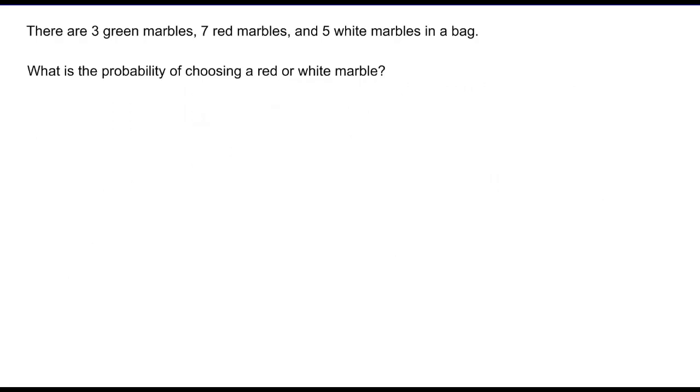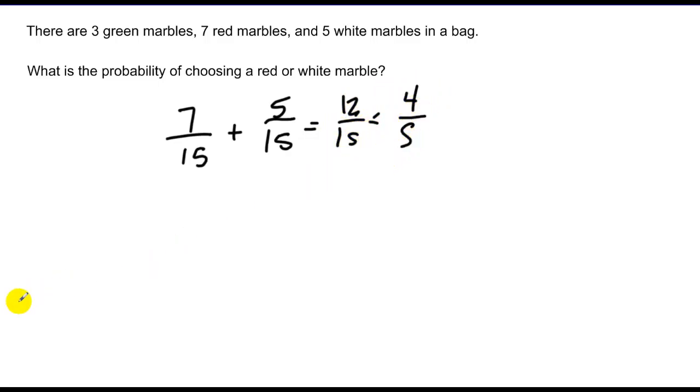We've got 3 green, 7 red, 5 white. We want to know the probability of choosing red or white. Alright. This is exclusive because if I pick a red, it can't be a green, and a red can't be a white. So we're going to add these two probabilities up. I have 7 over 15. And then the white is 5 over 15. Giving me 12 over 15, which is going to reduce to 4/5.